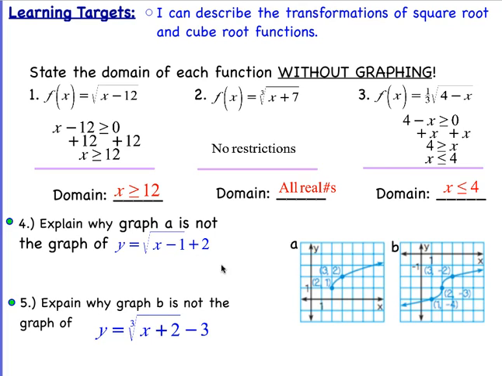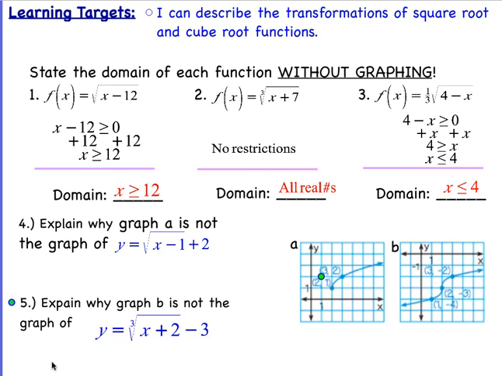Let's look at the graph here. We're starting at 2 comma 1. We should have started at 1 comma 2. So this graph should be up here, not down here.